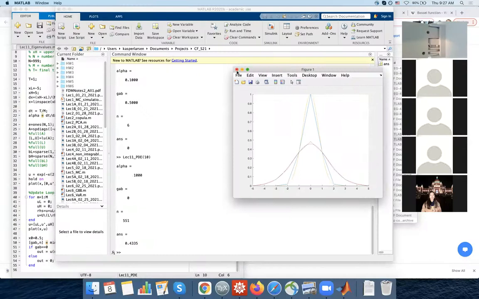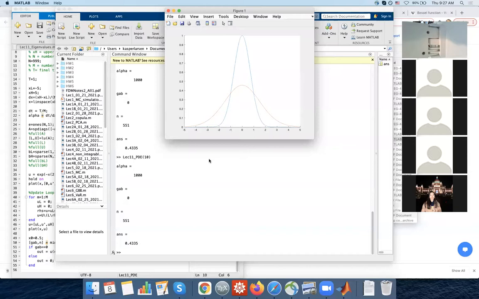And of course, you need to clear it. So then it looks something like this. The blue curve is the initial data, and the red curve is what you get from running the heat equation for 1 unit of time.